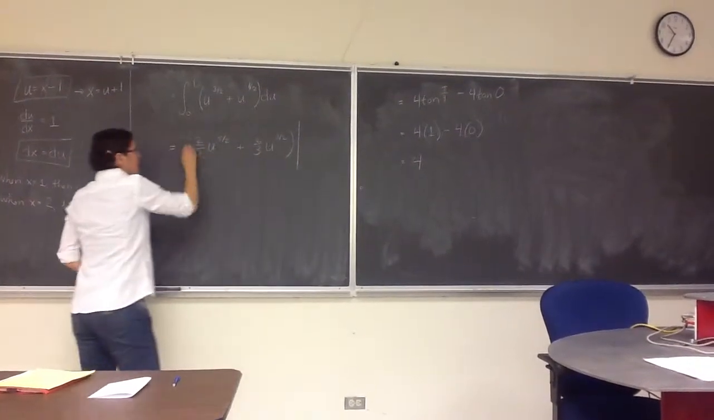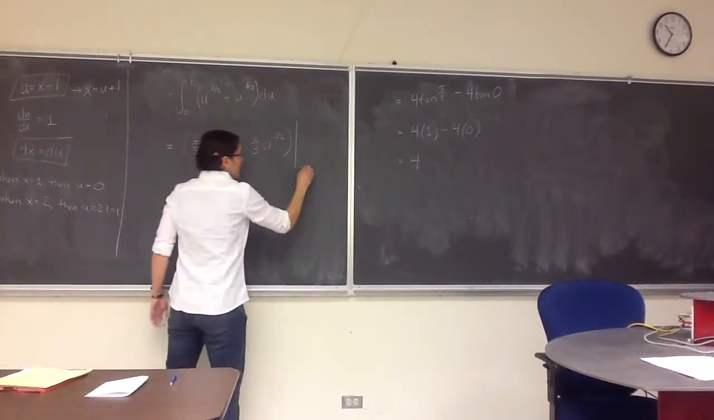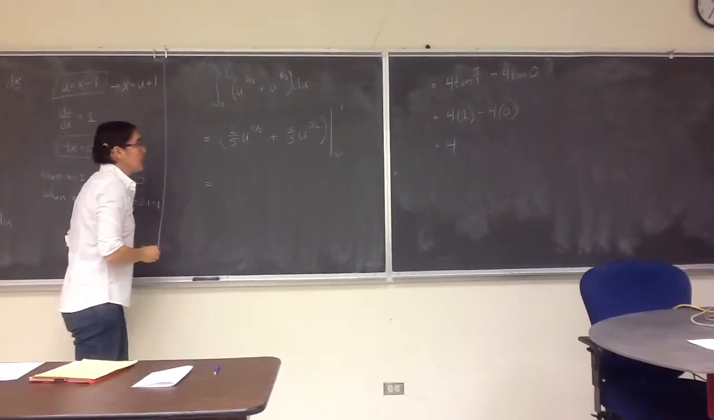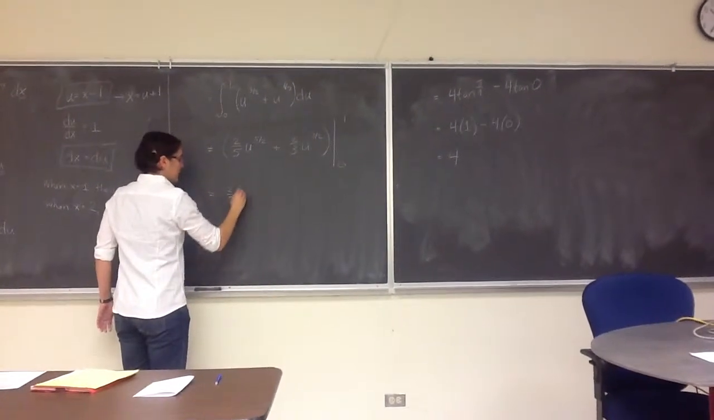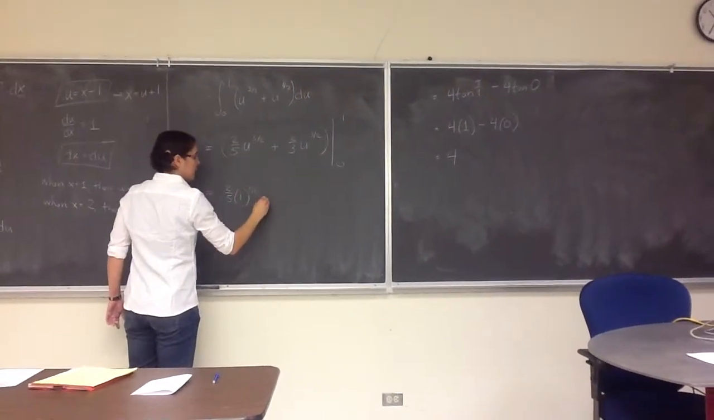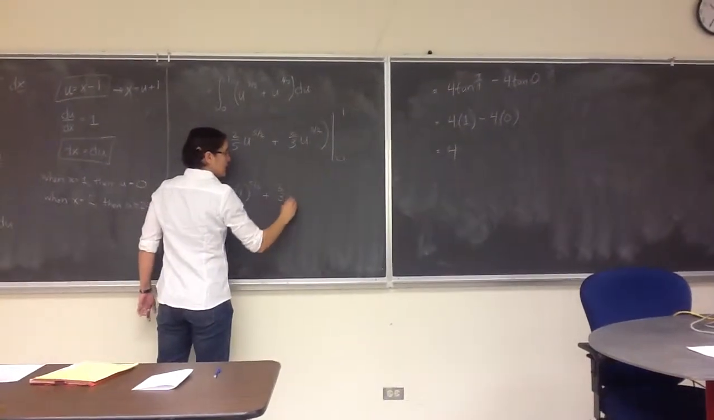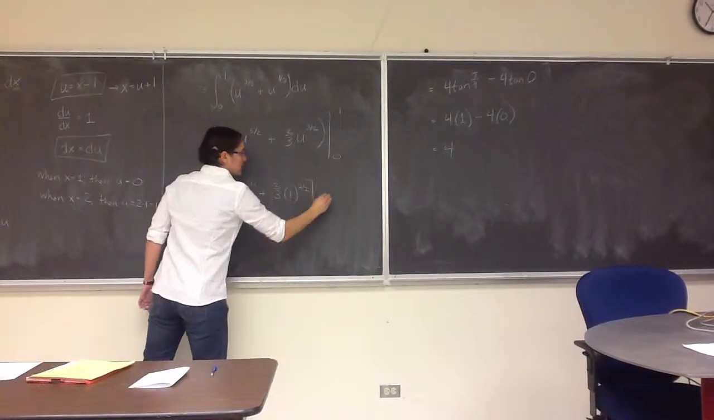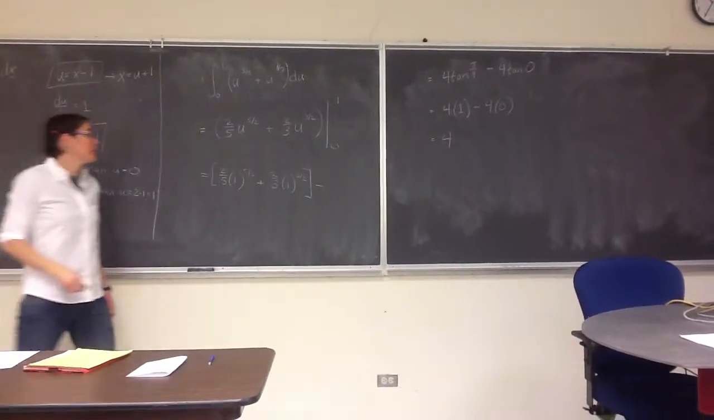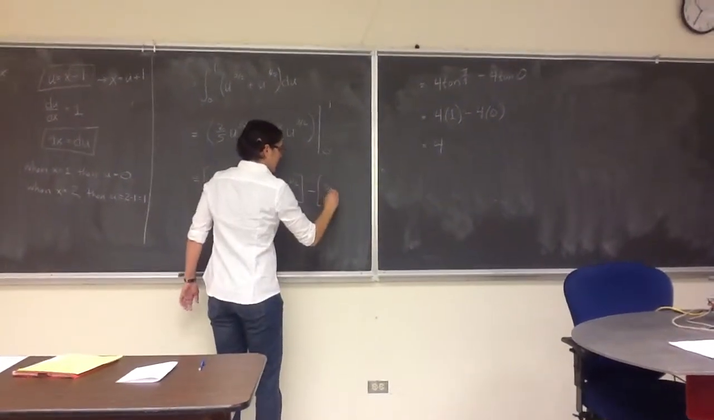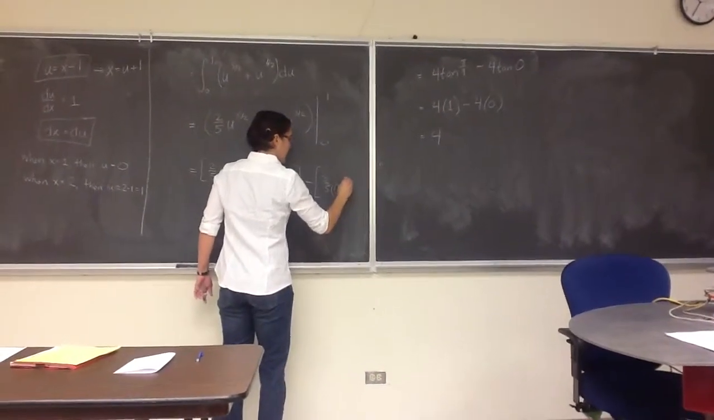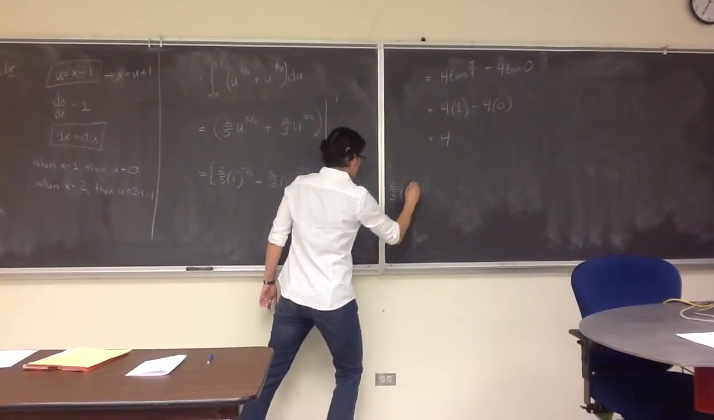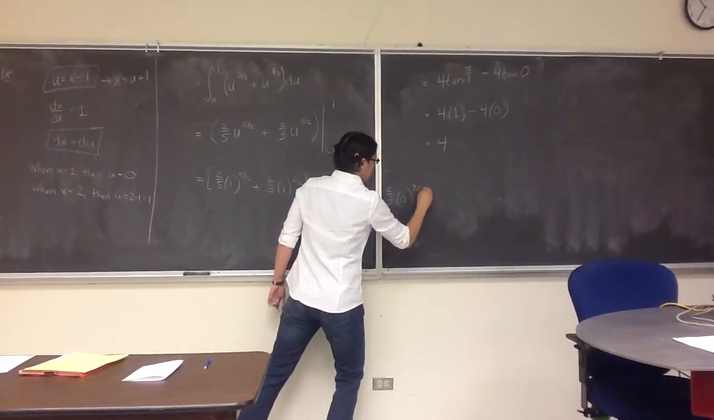And I'm going to evaluate this antiderivative between u values of 0 and 1. So I'll plug in the 1 first. 2/5 times 1 to the 5/2 plus 2/3 times 1 to the 3/2. And then I'm going to subtract off plugging in 0. So we've got 2/5 times 0 to the 5/2 plus 2/3 times 0 to the 3/2.